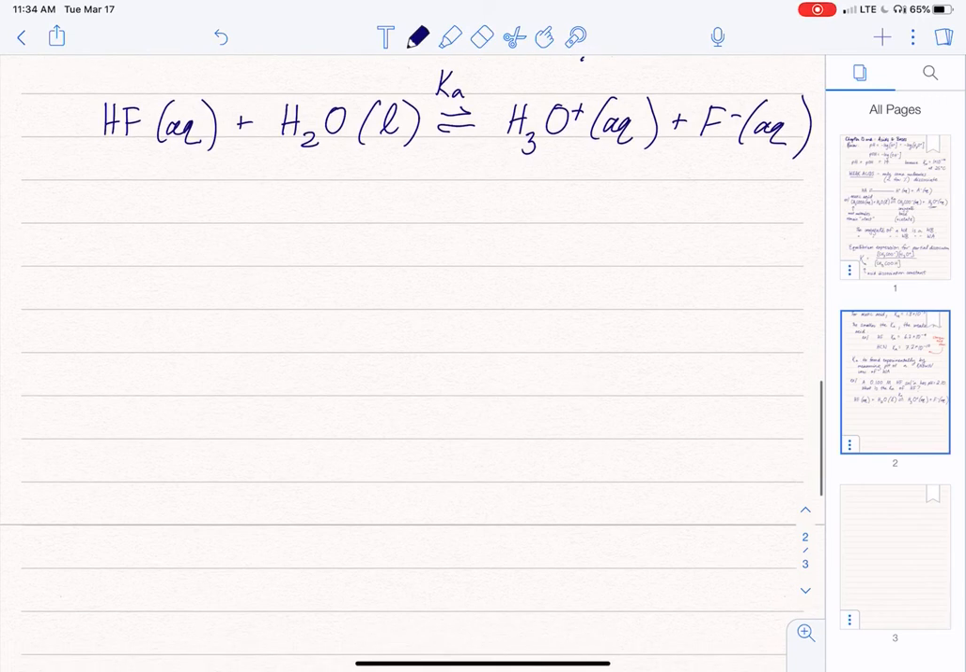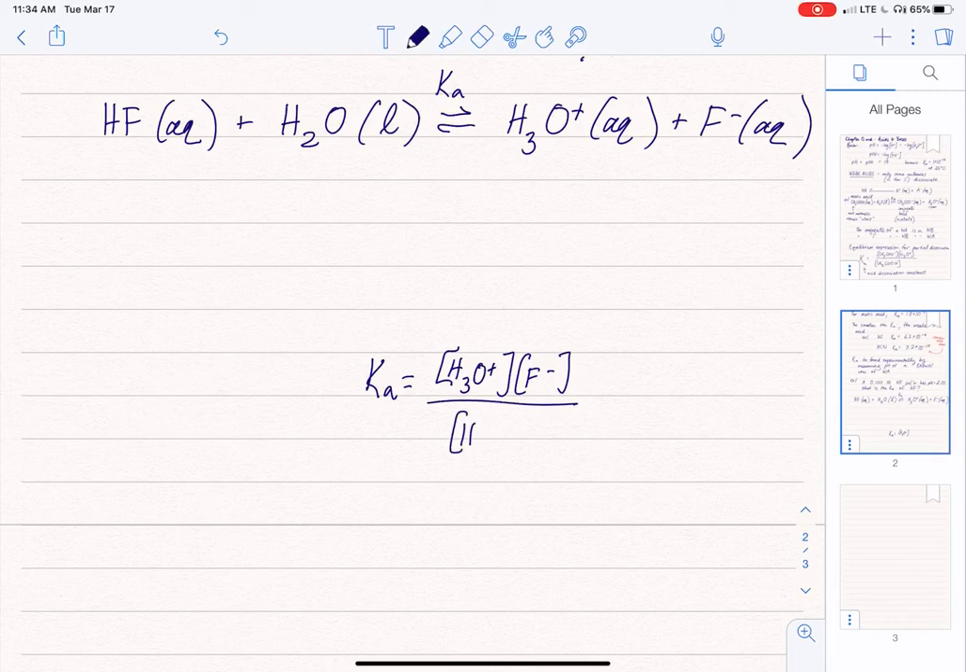I'm going to leave some space underneath it because I want to make an ICE chart a little bit later. So I'm going to write the Ka down here, and I'm just going to base it on the reaction as I've written it: hydronium times fluoride over the HF concentration. This is what I want to calculate.